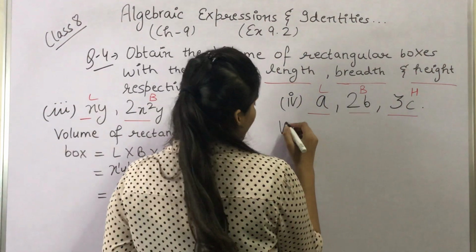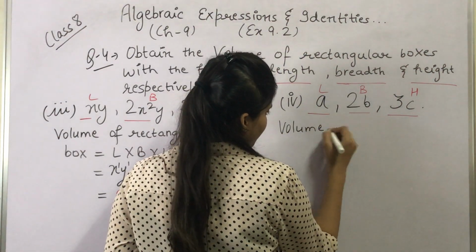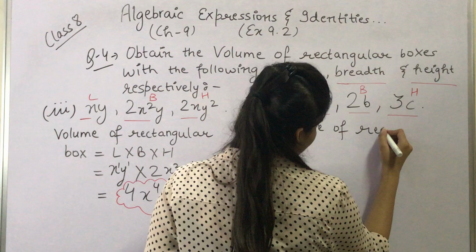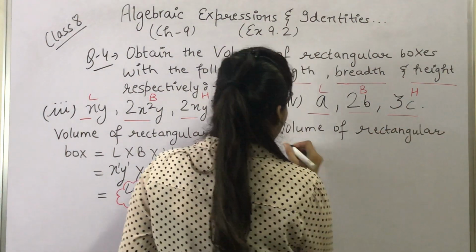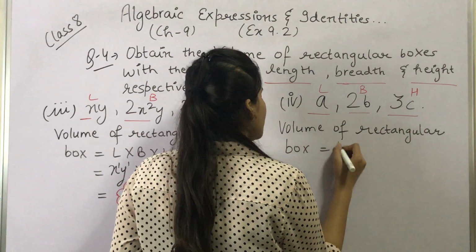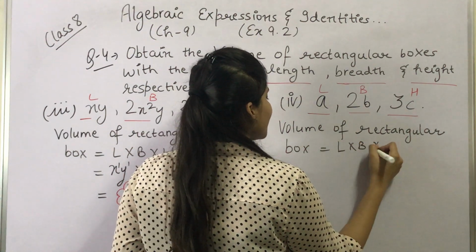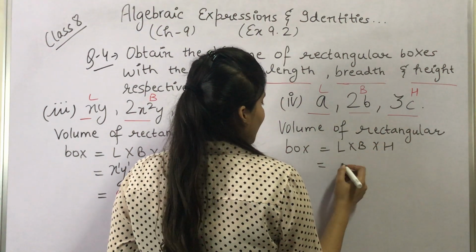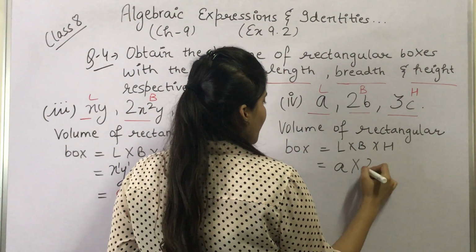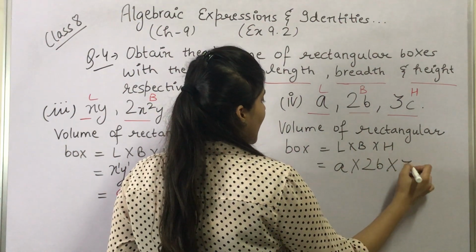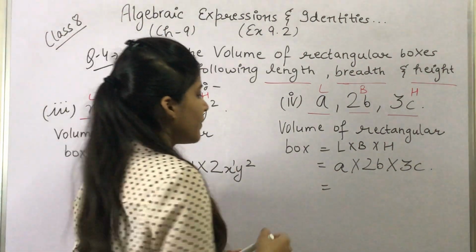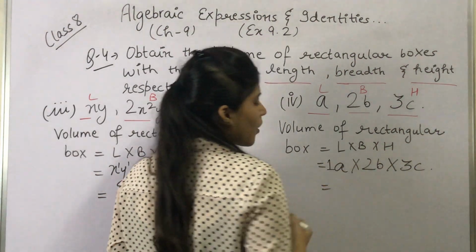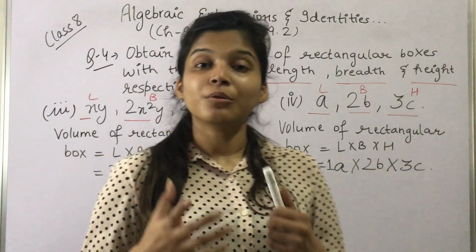So volume of rectangular box will be equal to length into breadth into height, where length is A, breadth is 2B and height is 3C. Okay, so now we have 1 with this A. As we all know, if there is nothing, then it is 1.